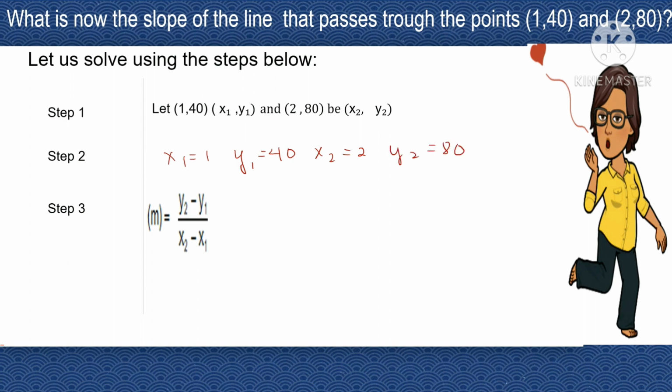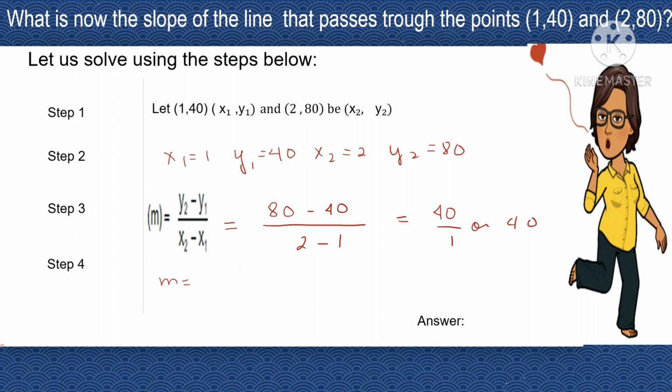Step 3, using the slope formula y sub 2 minus y sub 1 over x sub 2 minus x sub 1, we have y sub 2, 80, minus y sub 1, 40, over x sub 2, 2, minus x sub 1, 1. Simplifying, we have 40 over 1, or simply 40. That would be our slope. M is equal to 40.